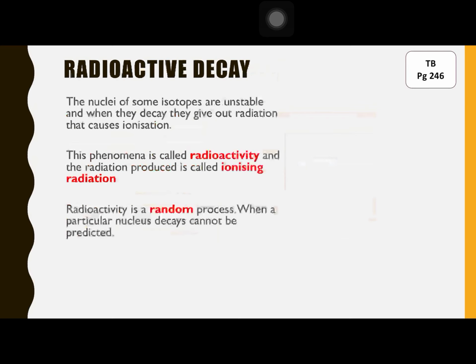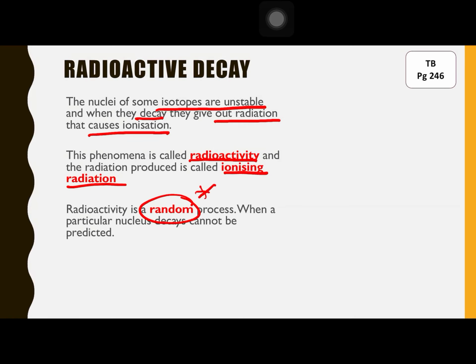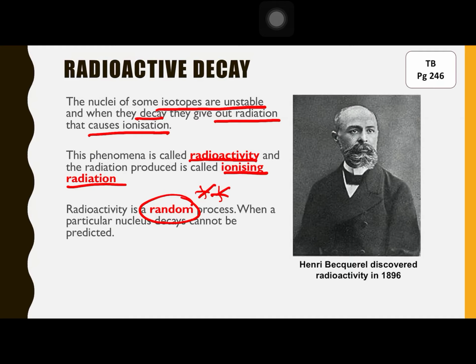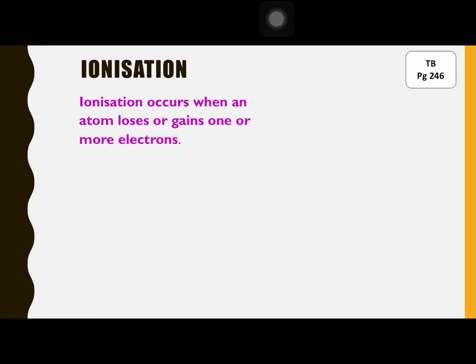Okay, so radioactive decay. Now, when isotopes are unstable, they decay. And when they decay, they give out radiation, and that causes ionization. Now, what's ionization? We'll talk about it later on. So this phenomenon is called radioactivity, and the radiation that's produced is called ionizing radiation. Now, this is a random process. You need to know that. It's very important. You cannot predict when something is going to decay. You cannot tell how many decays will happen. All right, it's totally random. So Henri Becquerel discovered radioactivity in 1896.